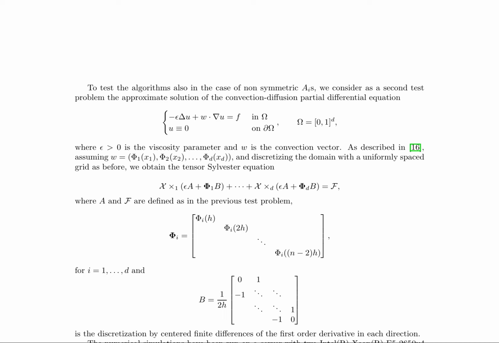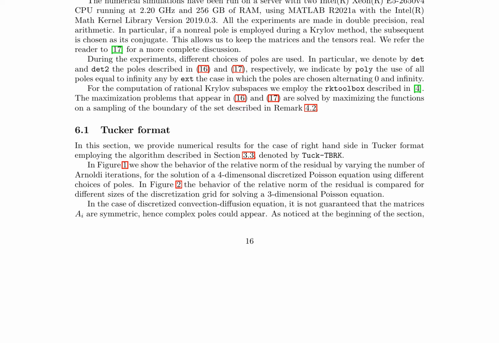The experiments employ different choices of poles, including det, det2, poly, and ext. The computation of rational Krylov subspaces uses the RKToolbox, and the maximization problems are solved by maximizing the functions on a sampling of the boundary of the set described in Remark 4.2. The numerical results show the behavior of the relative norm of the residual by varying the number of Arnoldi iterations, for different choices of poles and sizes of the discretization grid.